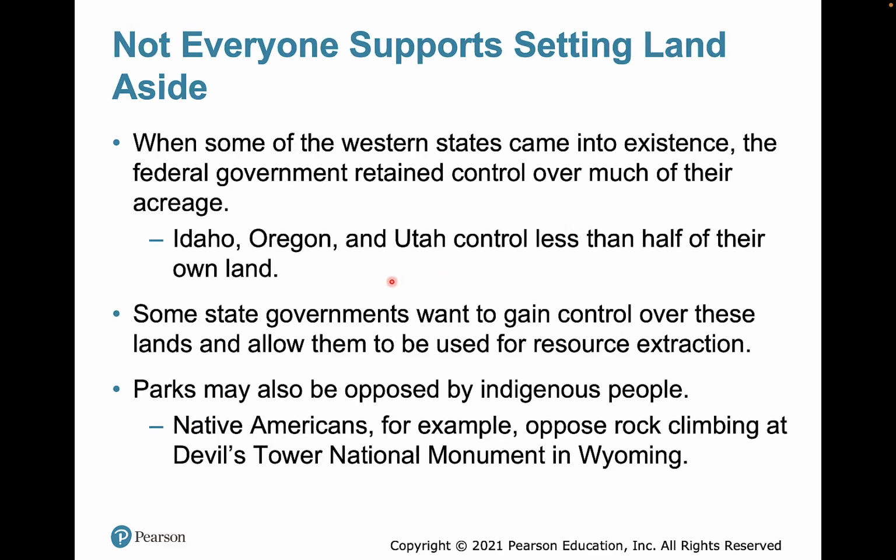Yeah, this is what we were talking about before. A lot of the western states, like Idaho, Oregon, and Utah, they control less than half of their own land. So that's problematic. The federal government keeps control. So if people go in and get resources from those forests or mine or anything like that, they don't get the profits from it. Or the federal government says, no, you can't do it, but the states say, hey, no, wait, this is our land. We want to let people do that. So that's problematic.